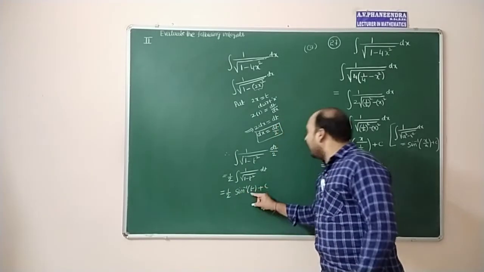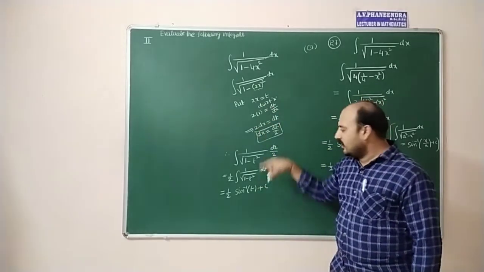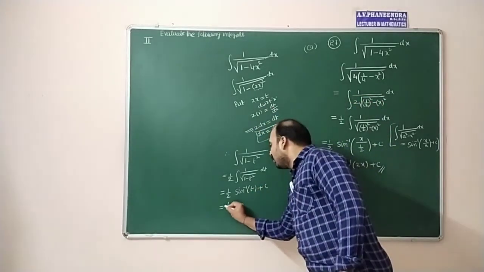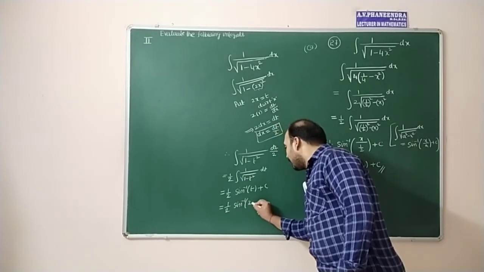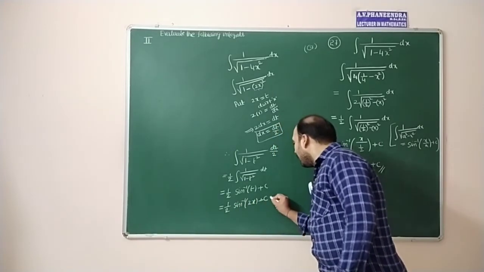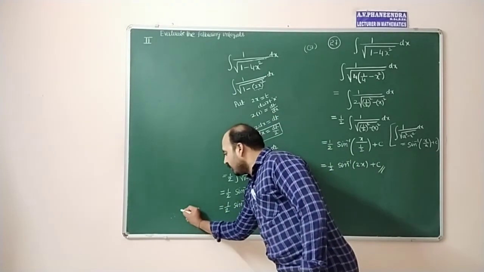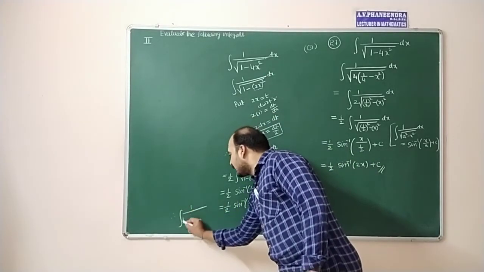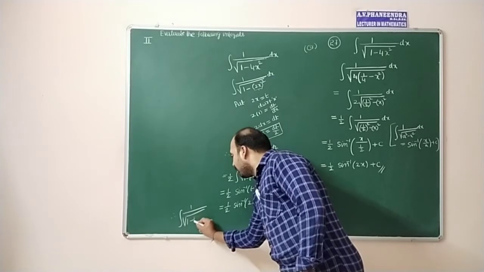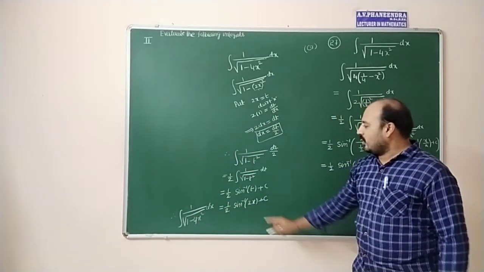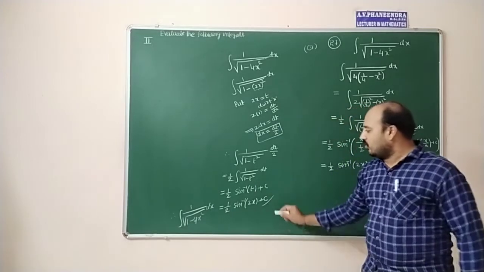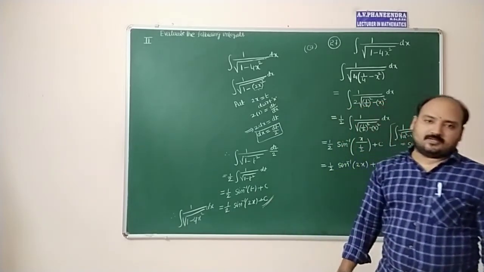In place of t, what we assumed here, 2x, again you have to replace and write it. 1 by 2 sine inverse of 2x plus c. Therefore, the conclusion step is compulsory: integral 1 by square root of 1 minus 4x square into dx is equal to 1 by 2 into sine inverse of 2x plus c.